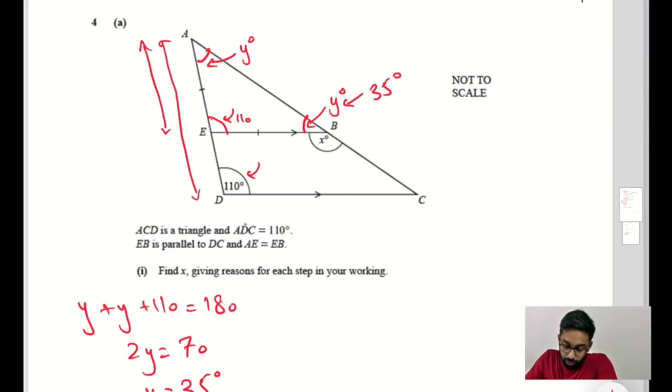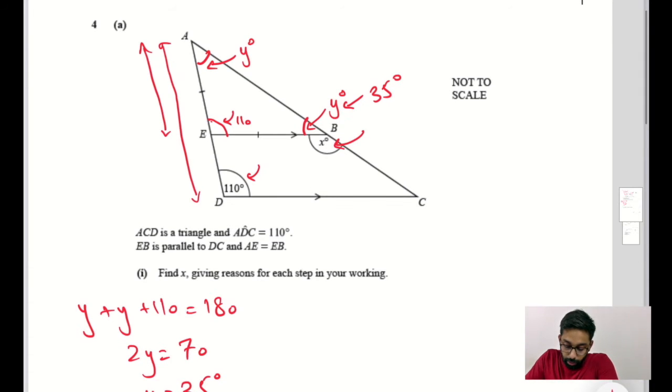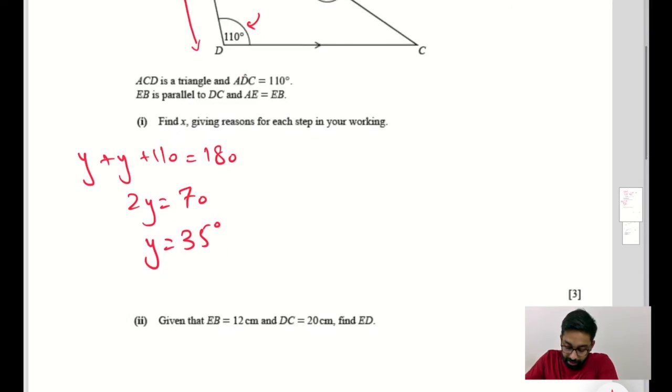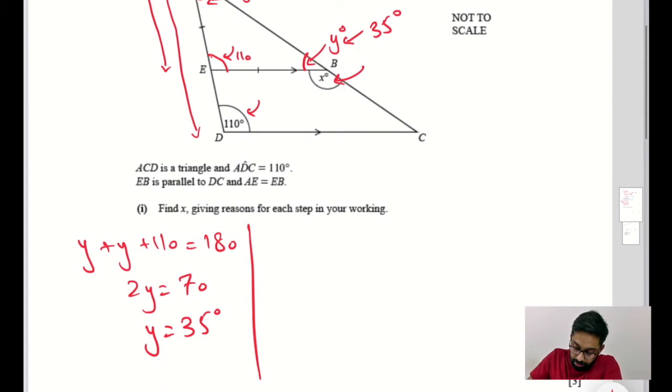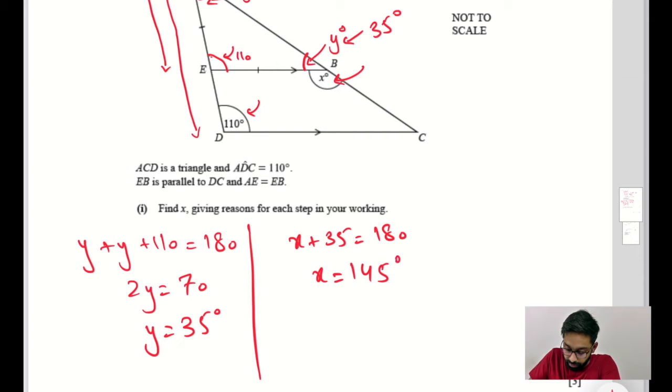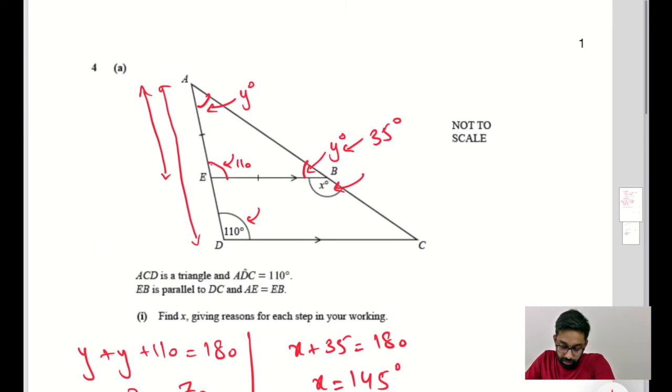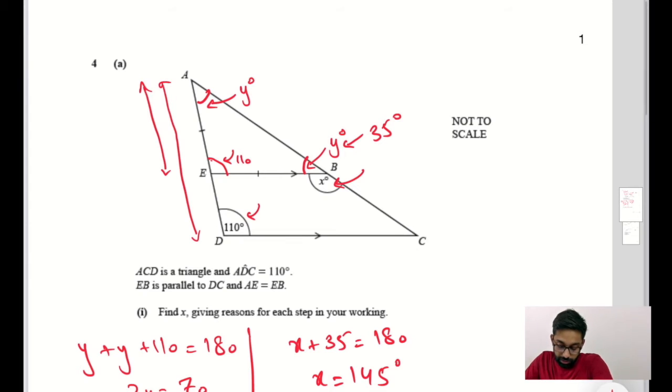Now if you look closely, y and x, both of them are on a straight line AC. So if two angles are on a straight line, adding them up should give you 180. So x plus 35 should be equal to 180. So instead you write 180 minus 35, which gives you 145 degrees. I hope this made sense. I have given the explanation verbally instead of writing it down.